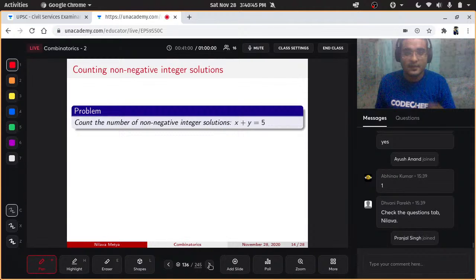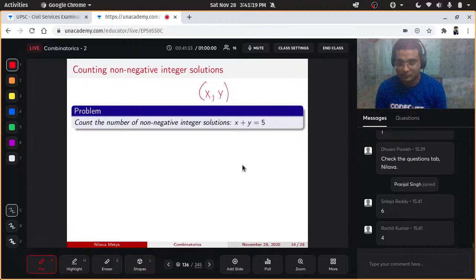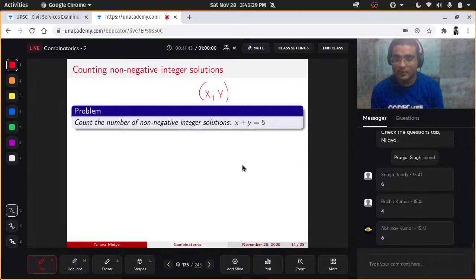I want you to find pairs x comma y where x and y are non-negative integers and their sum is 5. So how many of them are there? Answers in your comments. I said non-negative, so 0 is included. Some of you have said 6, some have said 4, some have said C(6,4).